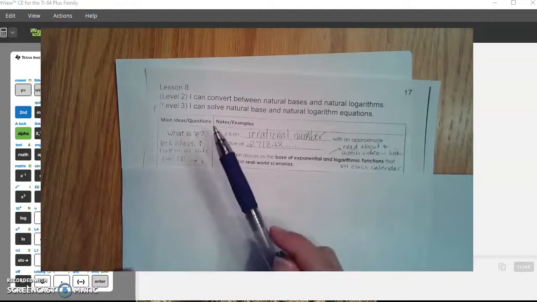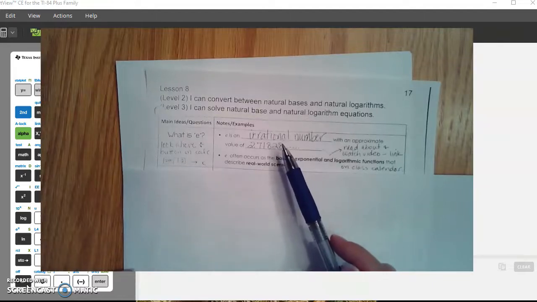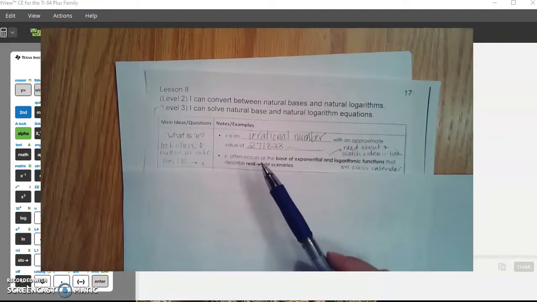Good morning. Today we're going to be talking about lesson 8, which is natural log. This is going to be something brand new to you. So a couple different things. What is a natural log? So e, okay? e is actually a number. It's not a variable. It's approximately 2.7, give or take.